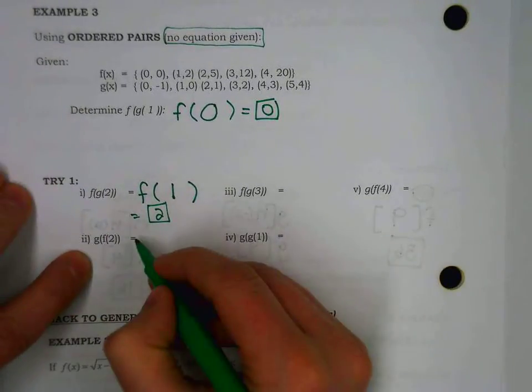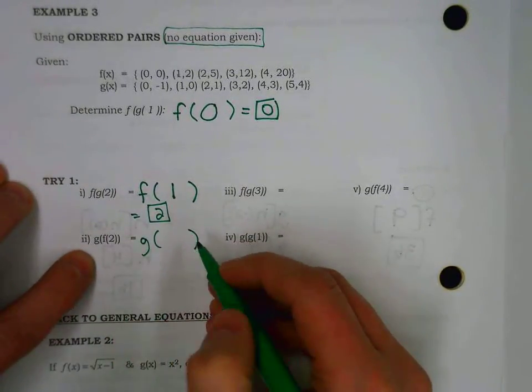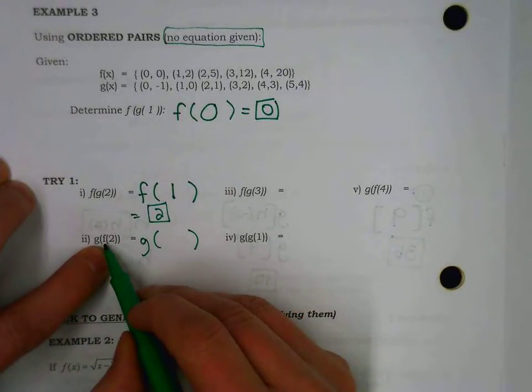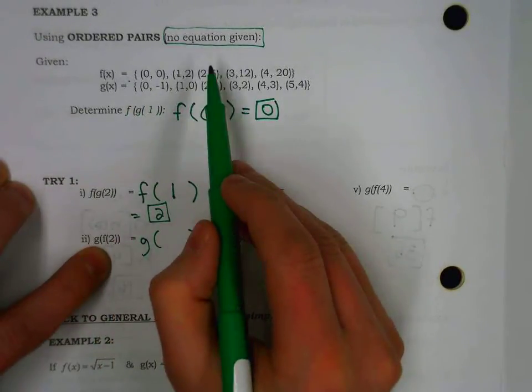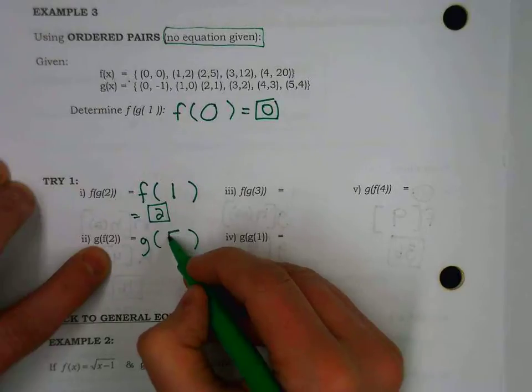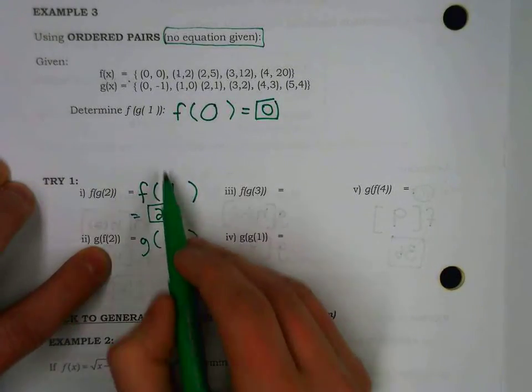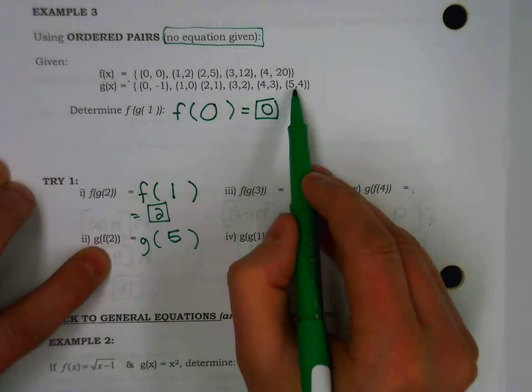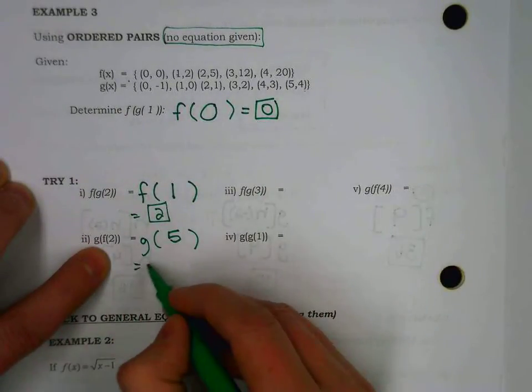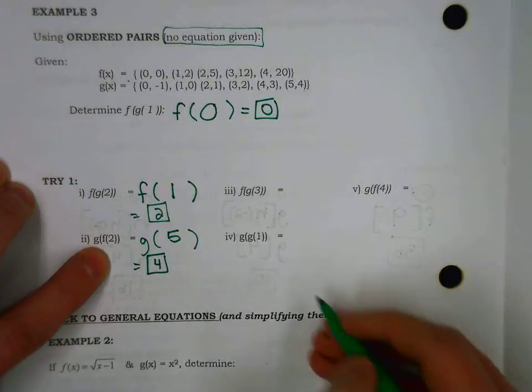G of f of 2. Starting with the function f, plug in a 2, 5 comes out. Then we go to our function g and ask, when 5 goes in, what comes out? 4 comes out. Final answer is 4.